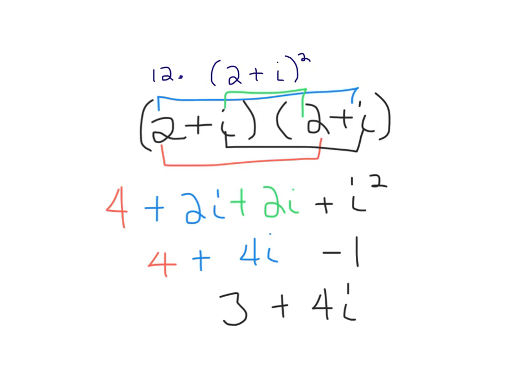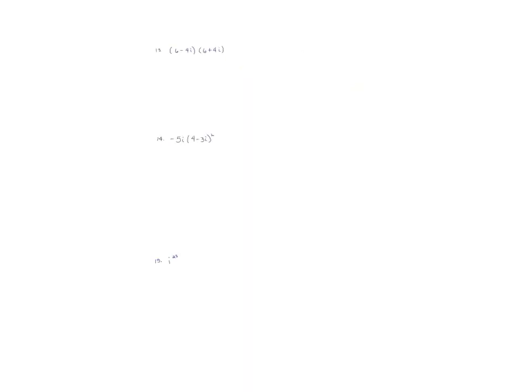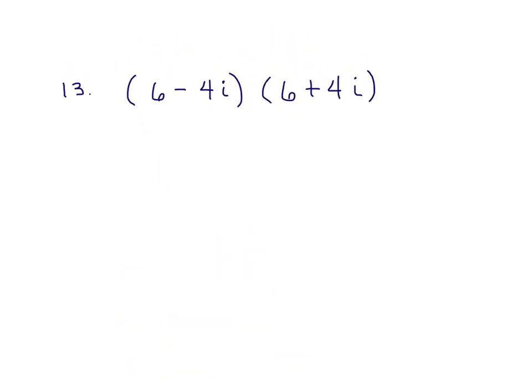Another FOIL question. And on this one, notice they are conjugates. It's a complex number with its conjugate, but I'm going to do it the long way and show you that the outer and the inner will cancel. Once you get this down, you don't have to do the whole problem like I've been doing. You can just do the first and the last.